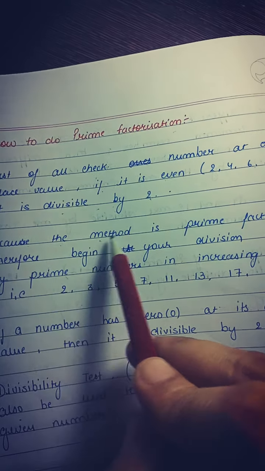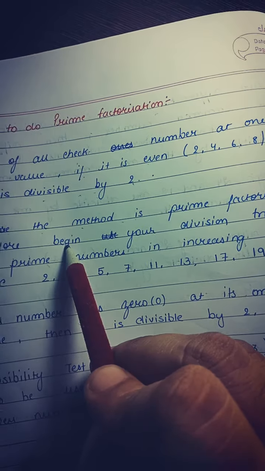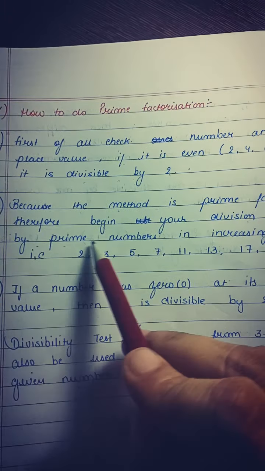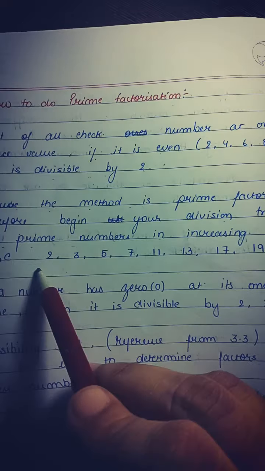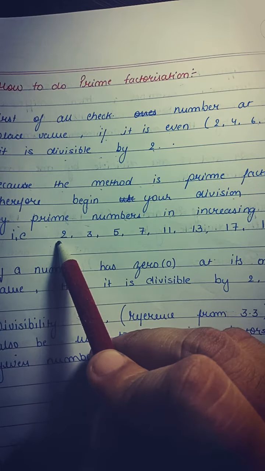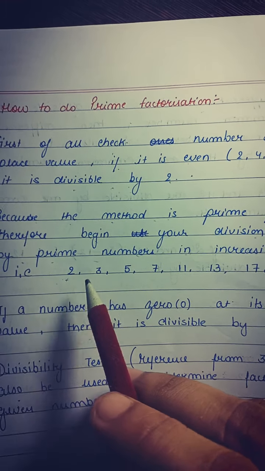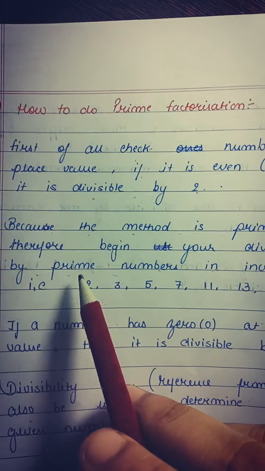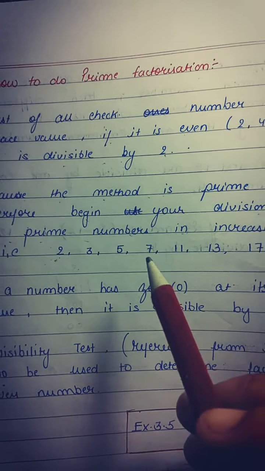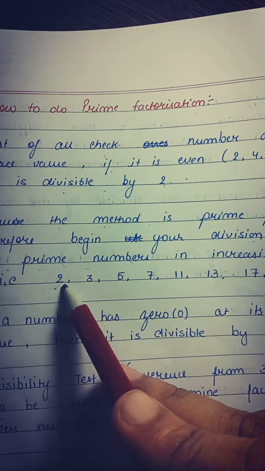The second rule: because the method is prime factorization, therefore begin your division trial by prime numbers in increasing order. This is why I have chosen 2. I told you that I'll discuss it with you later. So we will start our trial with 2, because 2 is the smallest prime number. Whenever we divide any number, we will first check whether it can be divided by 2 or not.